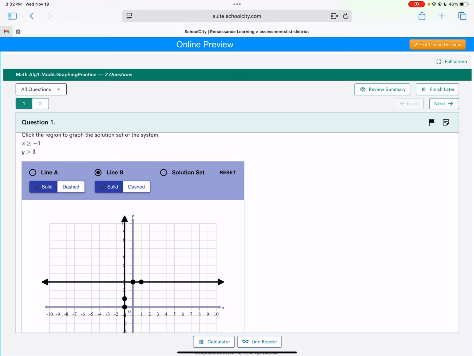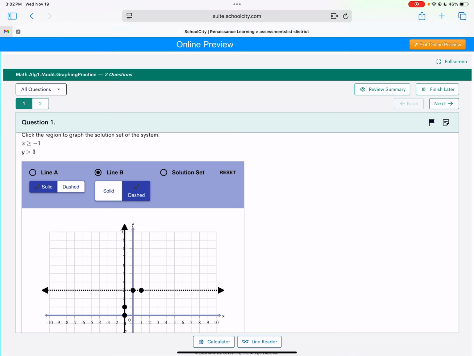Okay. Now that should have been a dashed line. Here under line B it says solid, but if I change it to dash, it's going to switch the line to dashed. So I can move that as well.